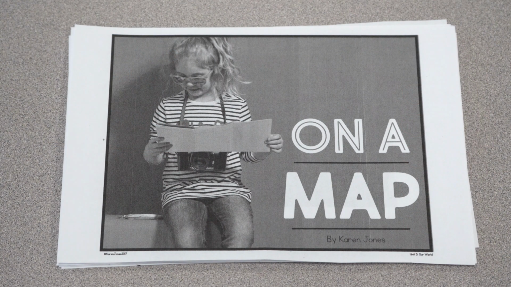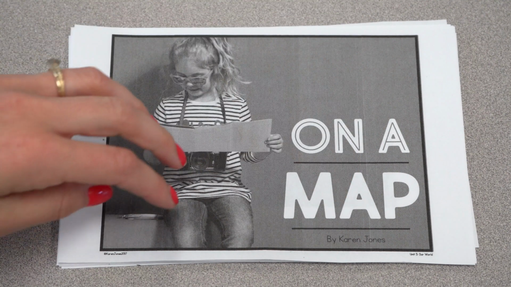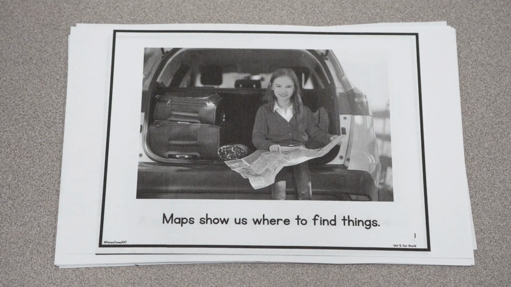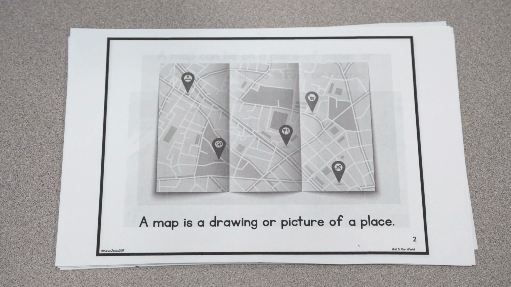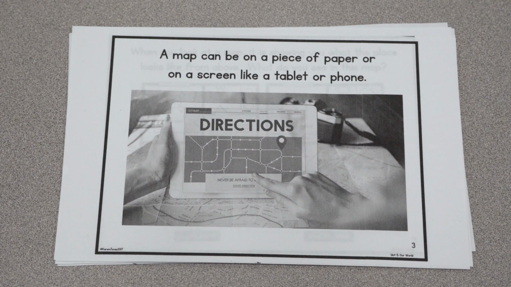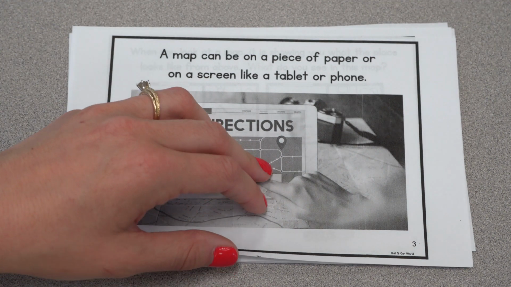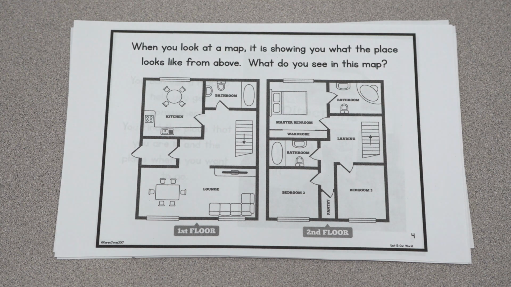In social studies today, we are going to be learning about maps. So our book for today says On a Map. Maps show us where to find things. A map is a drawing or picture of a place. A map can be on a piece of paper or on a screen like a tablet or phone. And I know I use the maps on my phone all the time. When you look at a map, it is showing you what the place looks like from above.